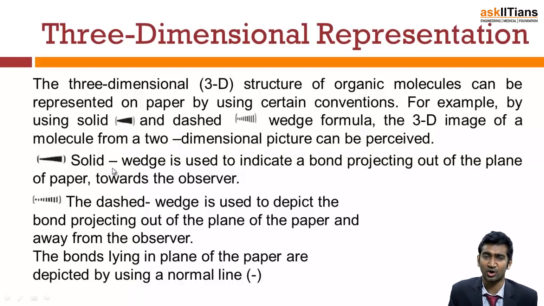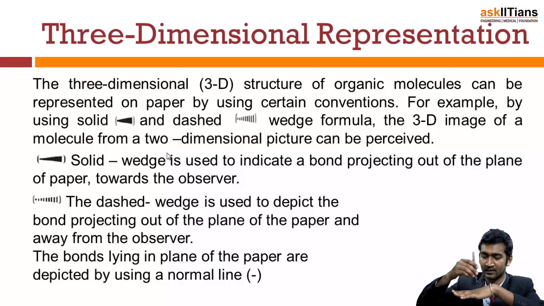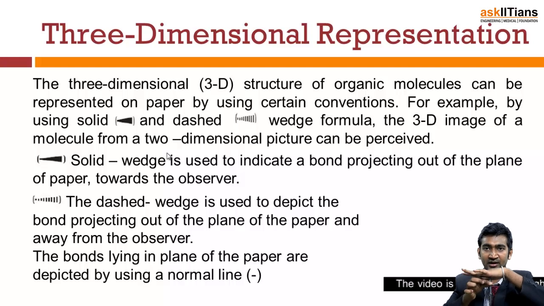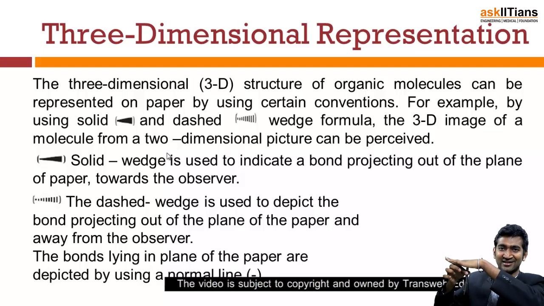If you use this solid wedge, this indicates that it is projecting out of the plane of the paper. Suppose this is my plane of the paper. So this bond which is projecting out of the plane of the paper is represented by a solid wedge. And the dashed wedge depicts that it is projecting out of the paper but downward, away from the observer. This is towards the observer, I am observing it, and this is down the observer.